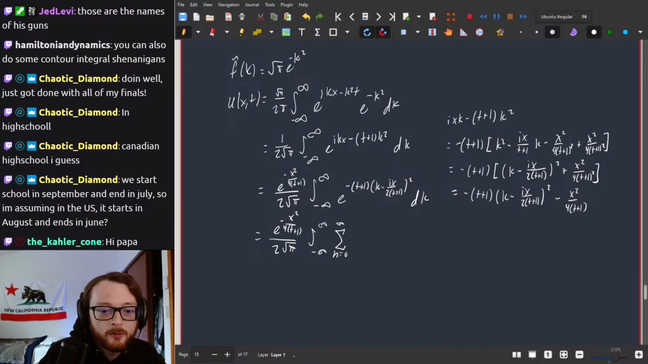Hey, Collar Cone. If there was one thing I was going to get tattooed on me, it'd be the power series for e to the x. Actually, no. I feel like there's better things to get tattooed on you, but that will be up there.